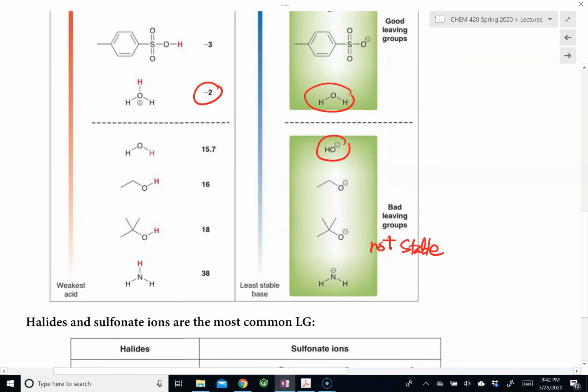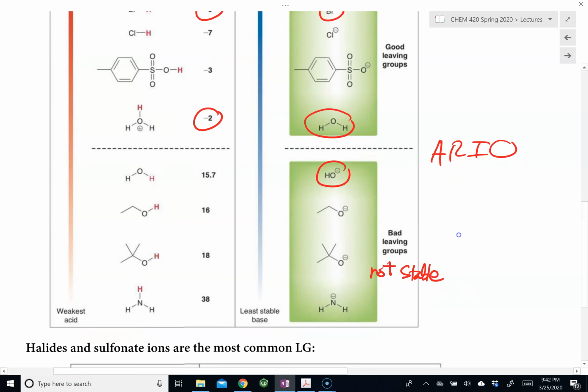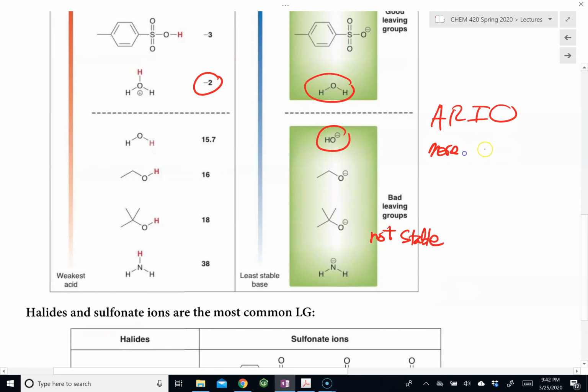We can also use orbital, or rather resonance, to determine the stability of this anion, or the stability of the leaving group. In case pKa values are not available, we can use it to determine the stability of the leaving group. The more stable the leaving group would be when it takes the electron with it, then the better it will be.